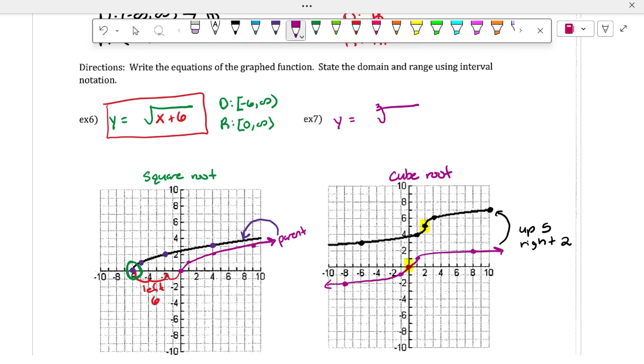So how do you translate that to a function? X minus 2 plus 5 on the outside. So that's your answer. Domain and range is always going to be what for a cubic? All real numbers.